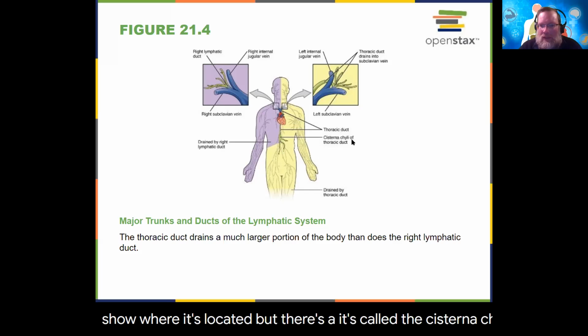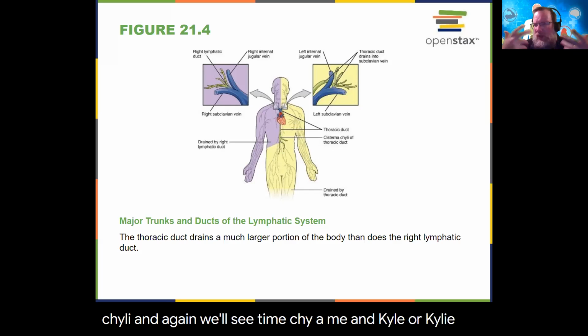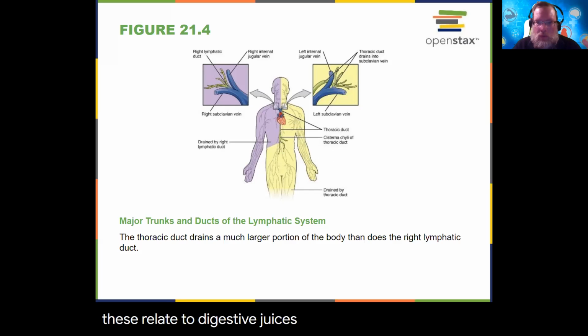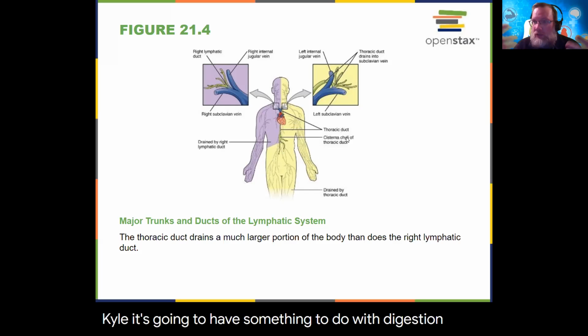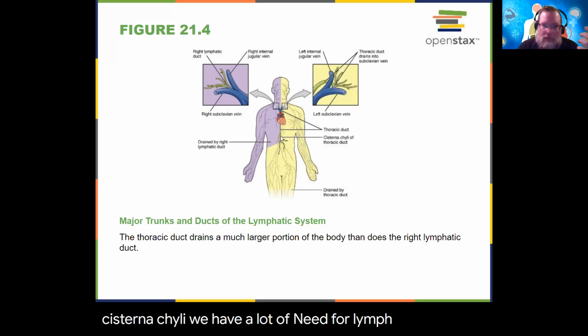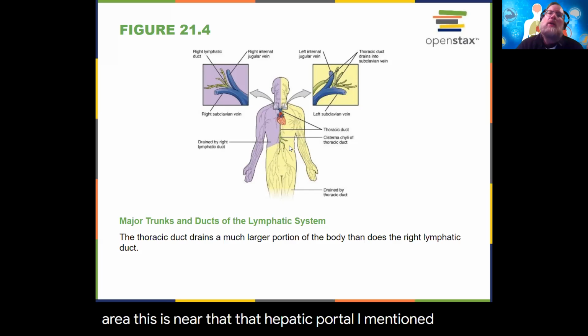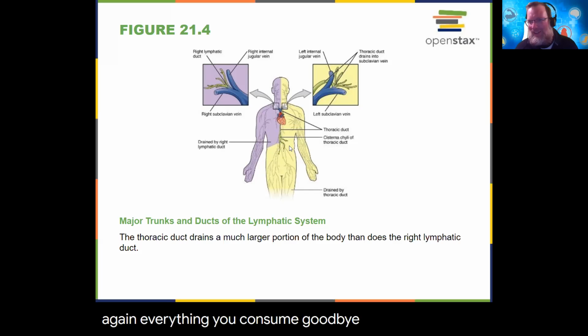Again, we'll see chyme and chyle, or chyli. These relate to digestive juices. So if you do see chyme or chyle, it's going to have something to do with digestion, digestive juices. So keep that in mind. But anyway, with the cisterna chyli, we have a lot of need for lymph nodes, lymph vessels, and lymph fluid down in the intestinal area. This is near that hepatic portal I mentioned earlier. Again, everything you consume, good, bad, and ugly, is going to end up in the plasma, in your bloodstream.